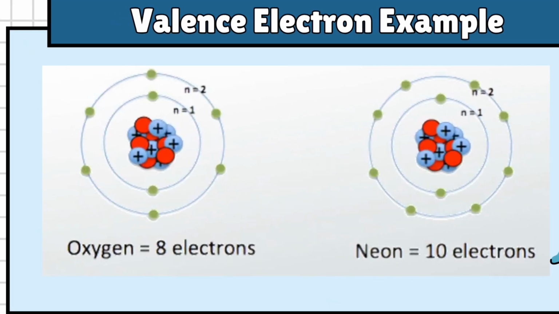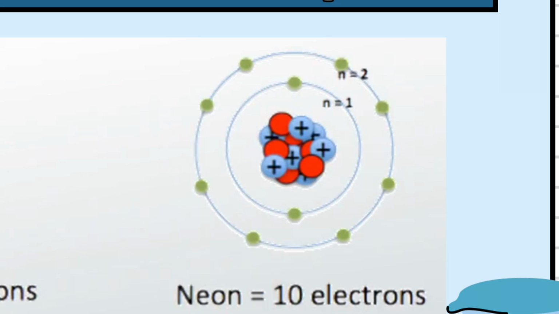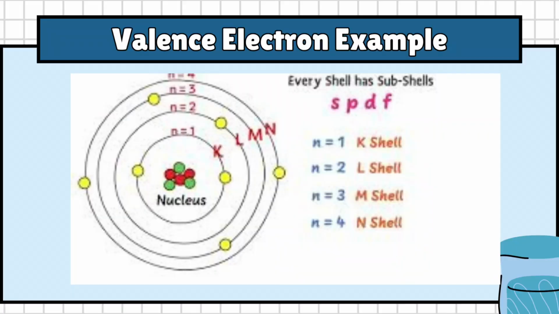For the oxygen atom, the outermost shell contains 6 electrons, giving it a total of 8 valence electrons. In contrast, neon's outermost shell has 8 electrons, indicating it is fully filled. Each shell can hold a specific number of electrons determined by their sublevels such as S, P, D, and F.